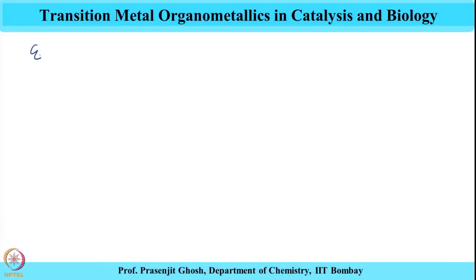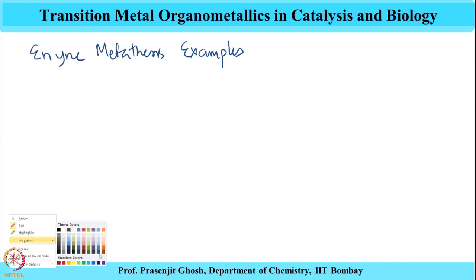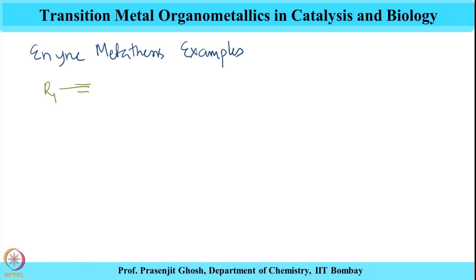So, with that we move into today's lecture, where we are going to take a look at some examples of this alkene alkyne metathesis reaction. And the reaction is given for the substrate which has a carbene catalyst. Now, this reaction can give rise to two types of products, which we are going to disclose as we go.